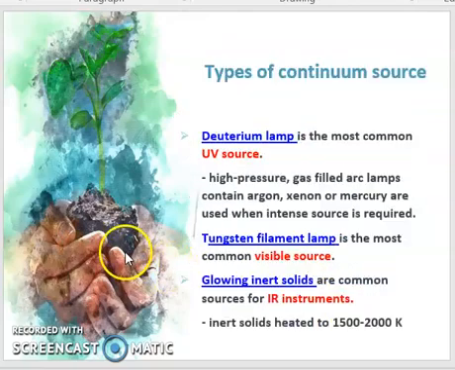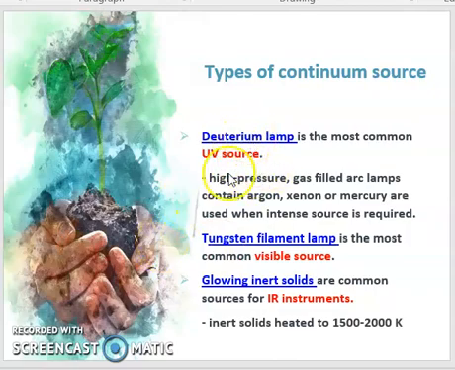Okay, these are the types of continuous source. Ni nama-nama lamp dia lah. We have deuterium lamp, tungsten filament lamp, glowing inert solid. So each one ni you must remember.